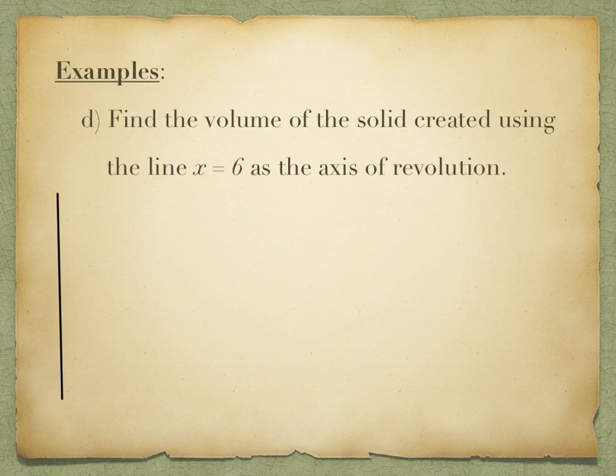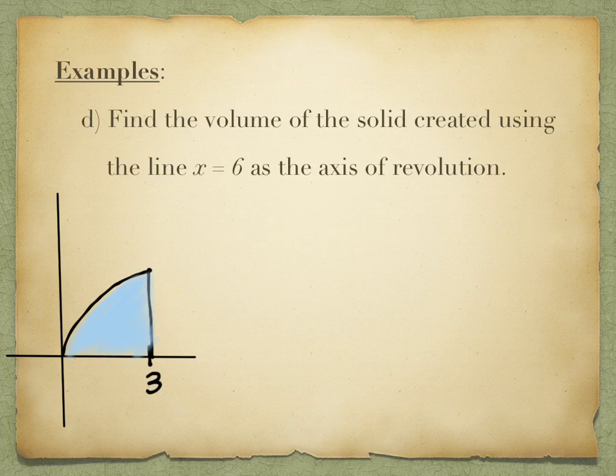But we're going to do a different line or axis of revolution. All right, so here's my function, over to 3. It's shaded in. Not about you, but I like that blue. It's a very pretty color, isn't it? And then I'm supposed to now rotate around the line x equals 6. Where's that? 3 over that way, isn't it?